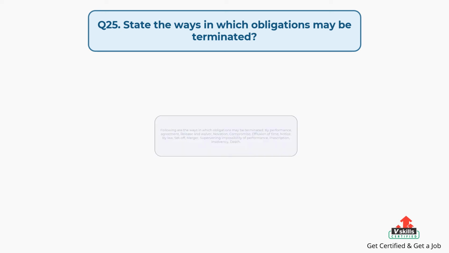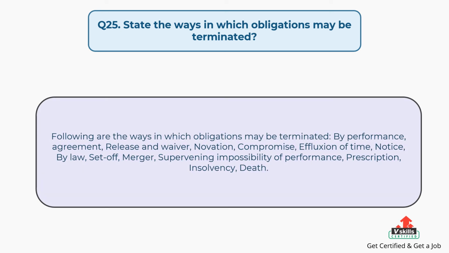Question number 25. State the ways in which obligations may be terminated. The answer is, following are the ways in which obligations may be terminated: by performance, agreement, release and waiver, novation, compromise, effluxion of time, notice, by law, set off, merger, supervening impossibility of performance, prescription, insolvency, death.